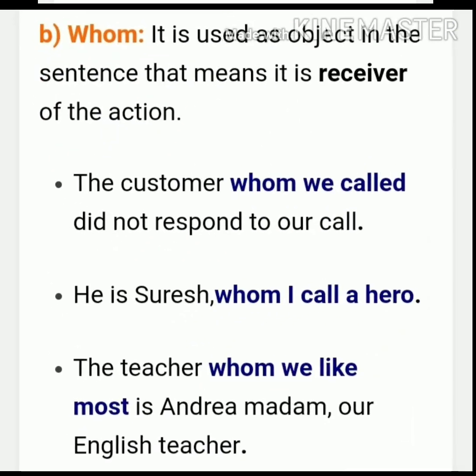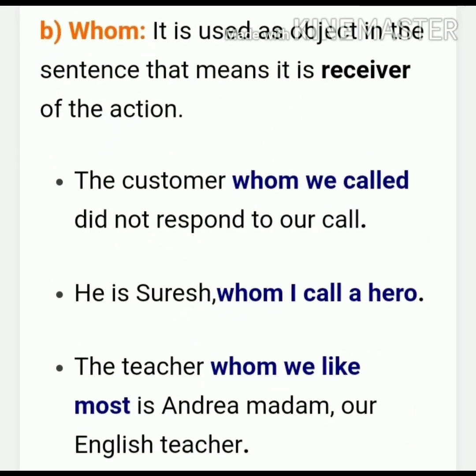Then we have the relative pronoun whom. Whom is used when the noun it's used for is the object in the sentence. For example, the customer whom we called didn't respond to our call. Here in this sentence, whom is used for the customer. The customer didn't call anyone, rather we called the customer. So the customer here is the object in this part. So we have used the pronoun whom.